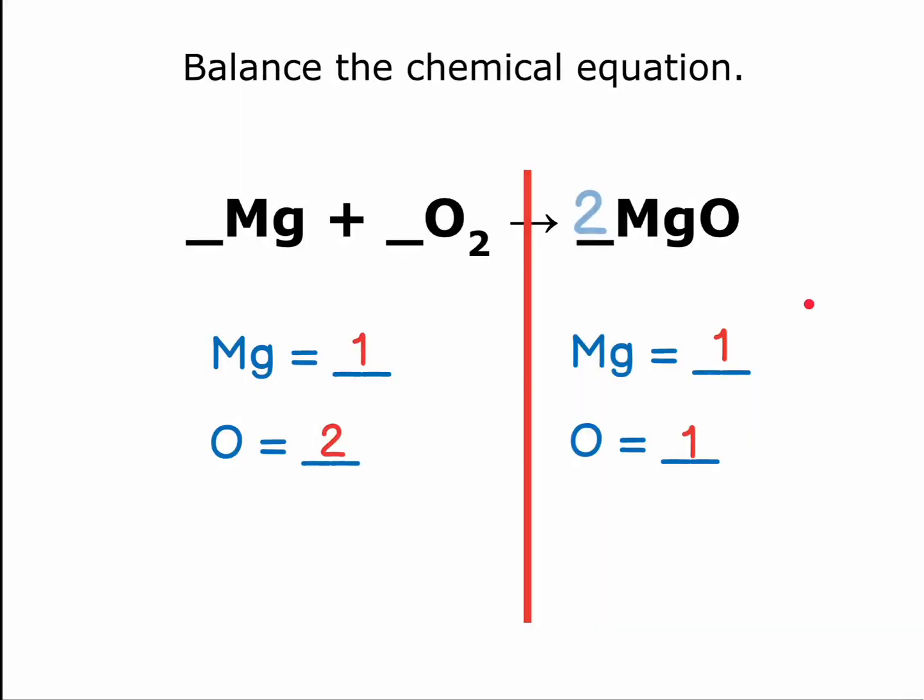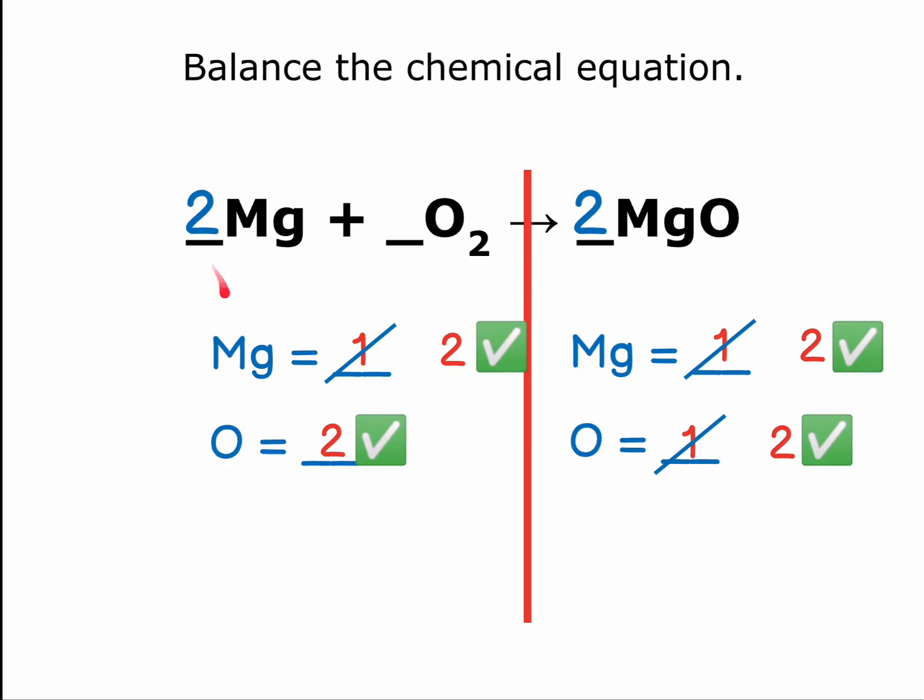We'll put a 2 in front of the magnesium oxide in the products, and that will temporarily unbalance our magnesium, giving us 2 magnesium and 2 oxygen. But no worries, we can put a 2 in the reactants. And now our equation is balanced because we have the same number and same type of atoms on both sides of the arrow.